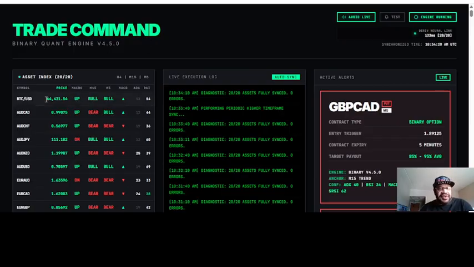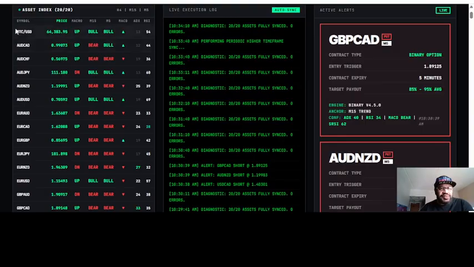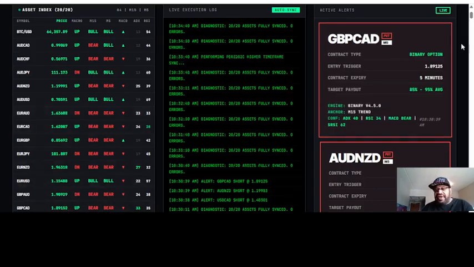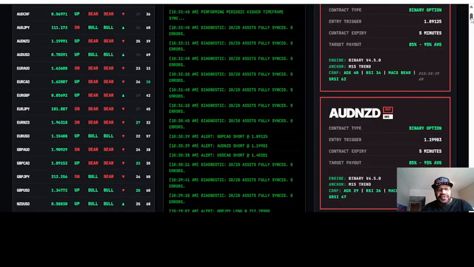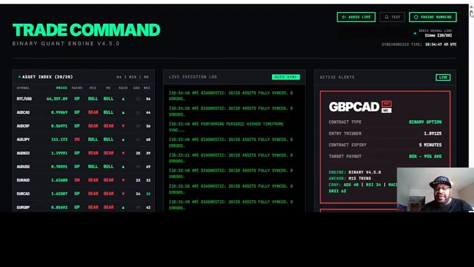And to my left here, the Trade Command Quant Engine has various assets available to trade. It trades Bitcoin as well as the 19 major and minor currency pairs in the global forex markets, including Aussie dollar, Canadian dollar, Euro, US dollar, Great British pound, and so forth. So it has a total of 20 assets available to trade.